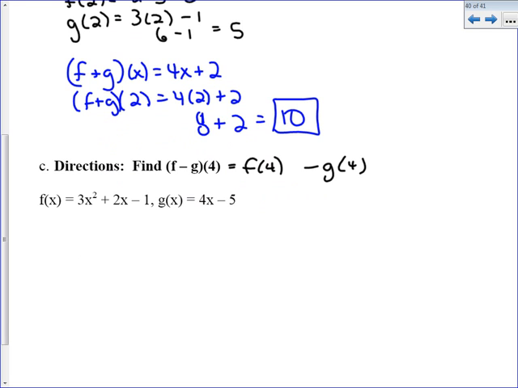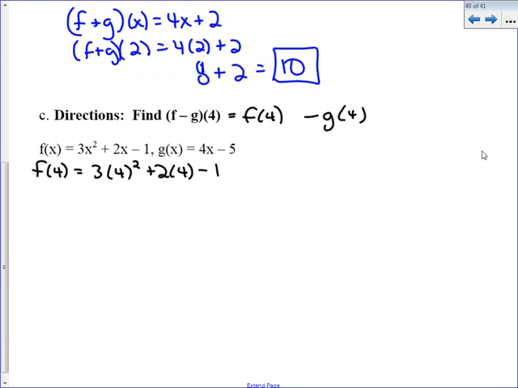So we have f of x and we have g of x. We're going to go into each one separately and substitute in our 4. So 3 times 4 squared plus 2 times 4 minus 1. Just looking at f of 4. Order of operations, what do I have to do first? Exponents. Got to take care of that 4 squared. Don't multiply the 3. So I have 16. So 3 times 16 is 48, plus 8 minus 1. So f of 4 is 55, hopefully.